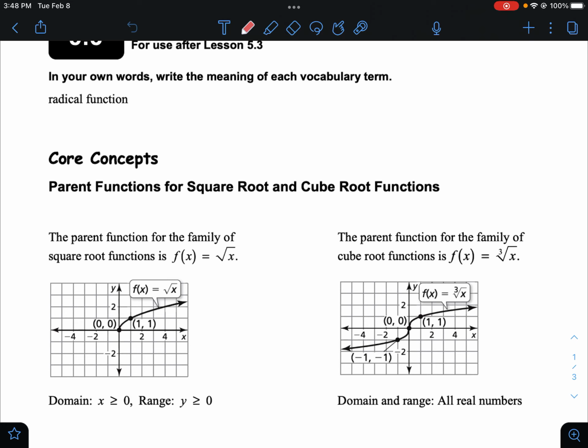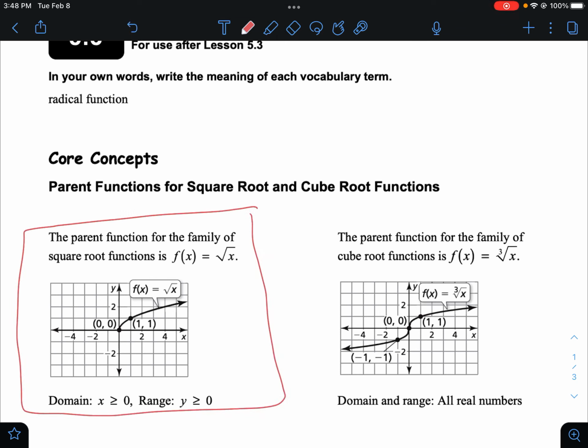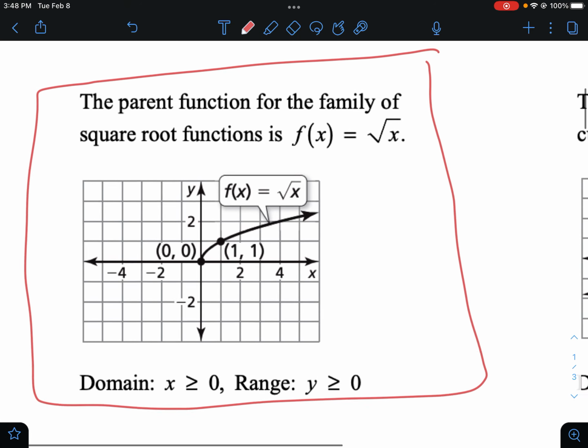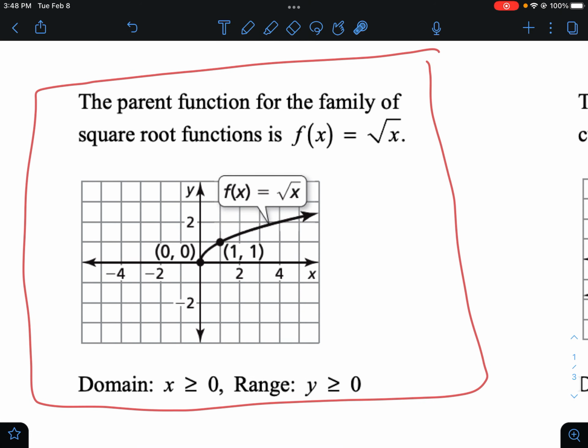Just before we get started, I want to let you know that this does have square roots and cube roots, and you could graph any kind of root, but we're really going to focus on just square roots. We're not going to be graphing cube roots or fourth roots or fifth roots and above. We're going to focus just on square roots. And this is the parent function. This is what a square root function looks like. So here's f of x equals the square root of x. This is the standard graph.